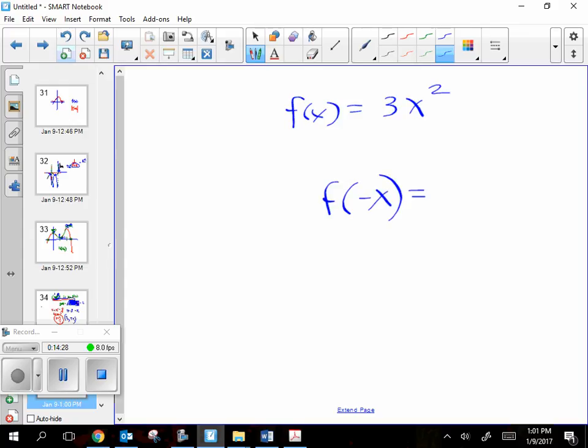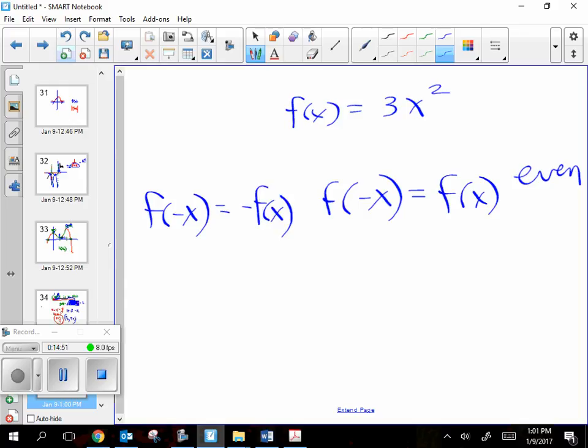If f of negative x comes out the same as f of x, then you've got something that is even. If f of negative x comes out to the same as negative f of x, you've got something that's odd. So do it and figure out which one's which.